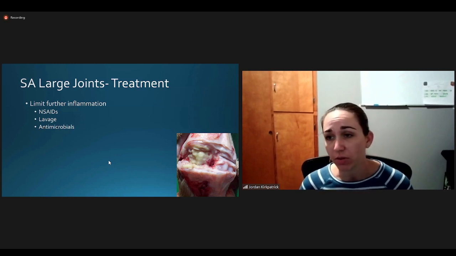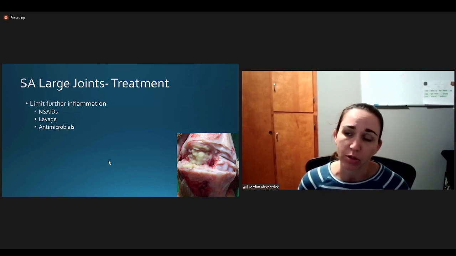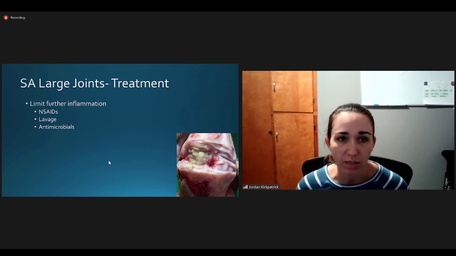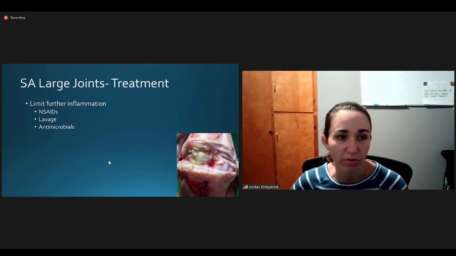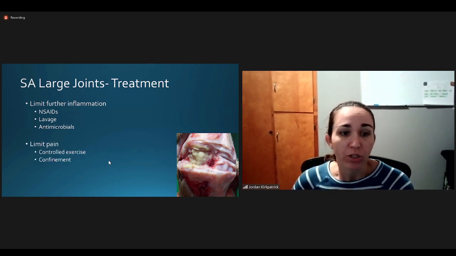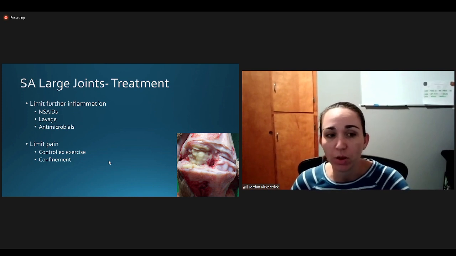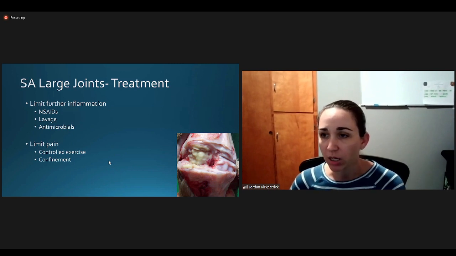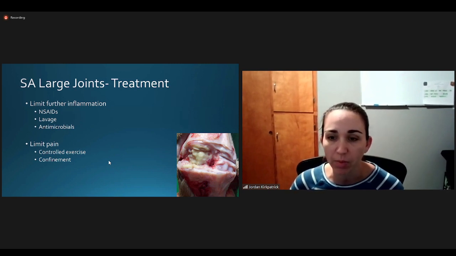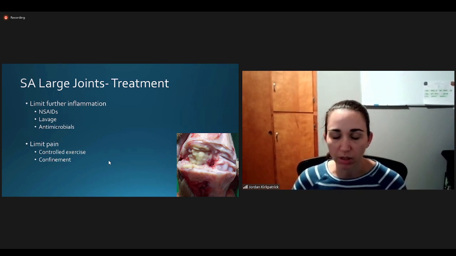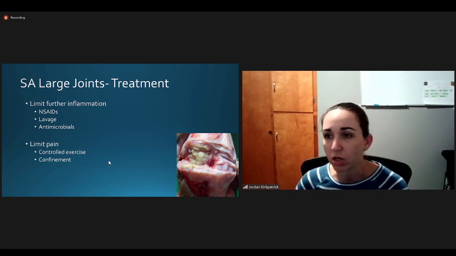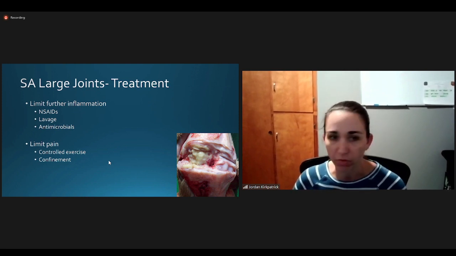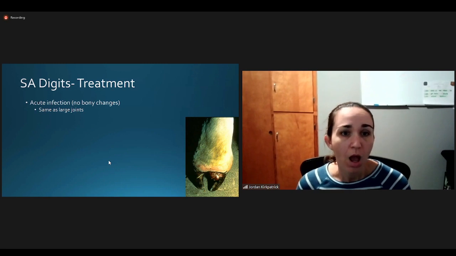Lavaging the joint can also help limit inflammation because it gets inflammatory mediators out of the joint, and then the antibiotics, again, will help with the infection. You want to try to limit pain, so controlled exercise or keeping them on stall rest. This can be hard depending on the farmer's setup, but ideally they can put the cow or bull in a stall that's nicely padded and soft on good footing.